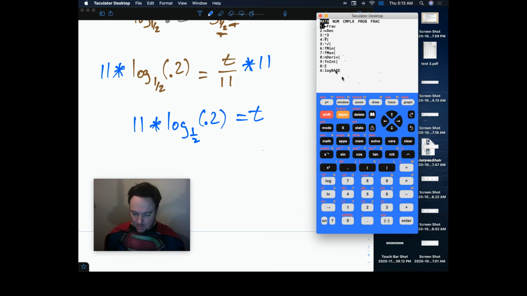All right, so I'm going to use this. There's actually a log base function here. I think most of y'all have the calculator that does that. You hit that, and then you can type it in. So I'm going to use this 0.5 because it's easier to type in, and then I'm going to do 0.2, enter. That's weird. So let's think about this for a second.